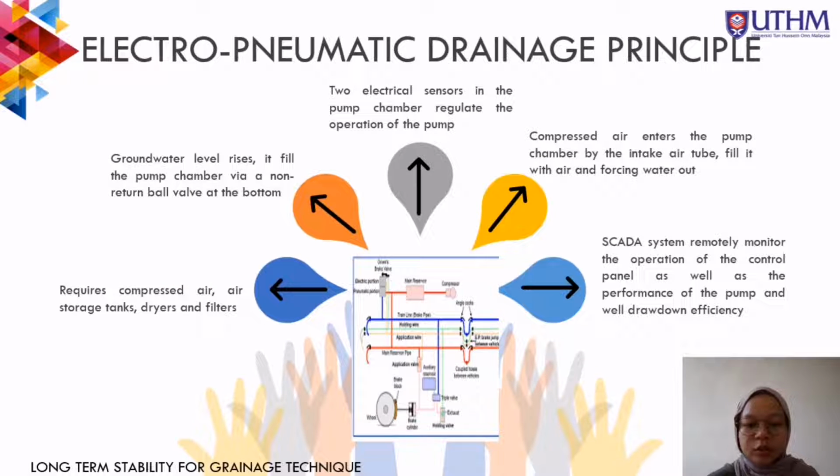For electropneumatic drainage principle, this principle is just like the siphon drains, consists of a pump, a network of manholes, ducting for electrical cabling, and piping for water discharge at the manhole. It also requires compressed air as storage tank, dryers, and filters, as well as a control panel to operate the electropneumatic pumps. At the desired drawdown depth, an electropneumatic pump is fitted in each well. A relay and solenoid on the control panel govern the operation of the compressed air supply to each pump.